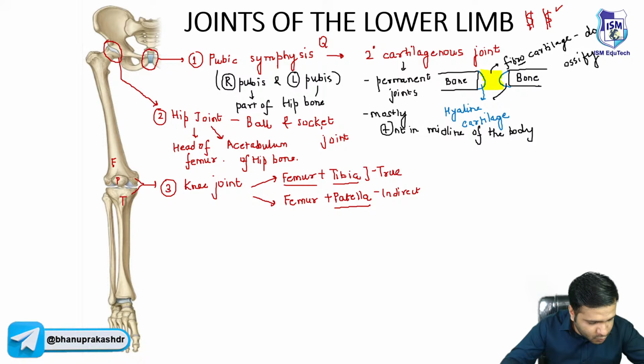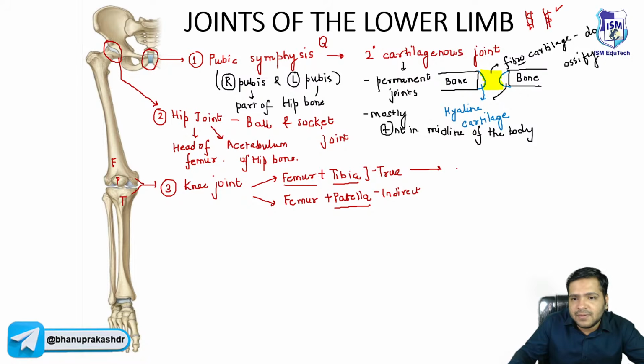Now my question is, which bone is not included in the formation of knee joint? Femur, patella, tibia, fibula. Chalo. Yes, Jainam, fibula is not included in the knee joint. It is not included in the knee joint.